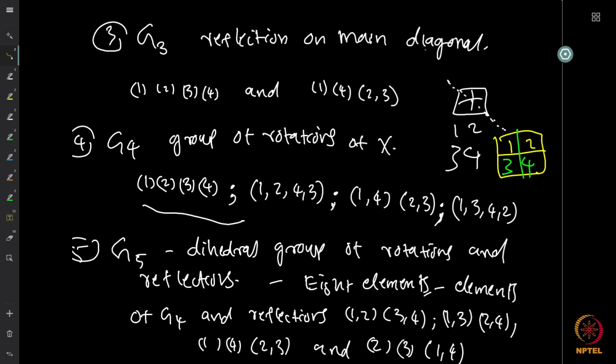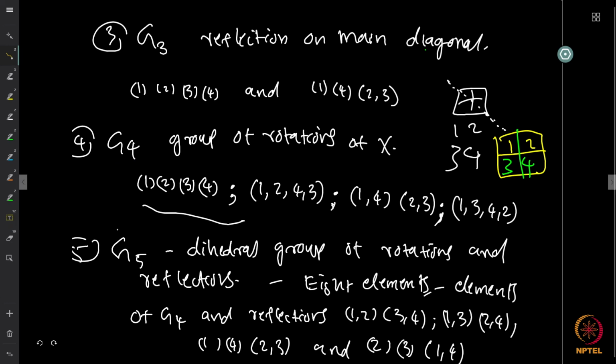Then if I have two rotations, then 1 will go to 4 after two rotations, and 2 will go to 3, and 3 will go to 2, and similarly 4 will go to 1. So I get this permutation. And similarly, if I rotate 3 times, or rotate to the left, then I will get 1, 3, 4, 2. So 1 going to 3, 3 going to 4, 4 going to 2, and 2 going to 1. So these are the rotations, and these form a subgroup, which is called G4 in our case.